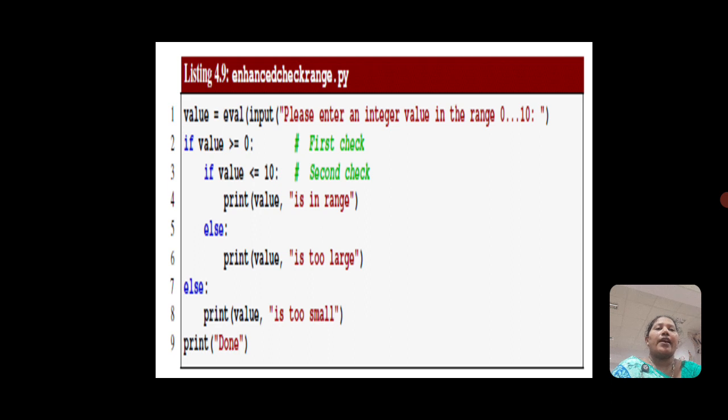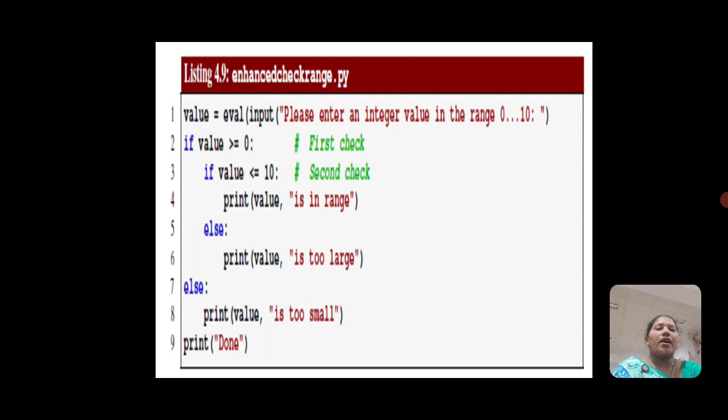So this is an enhanced range, another example where you have used if else within that. Another outer if is having another inner if, that is the nested ifs. If value is greater than or equal to 0, within that you are checking using another if. If the value is less than or equal to 10, you will print value is in range. Else, if the value is greater than 10, it will print value is too large.